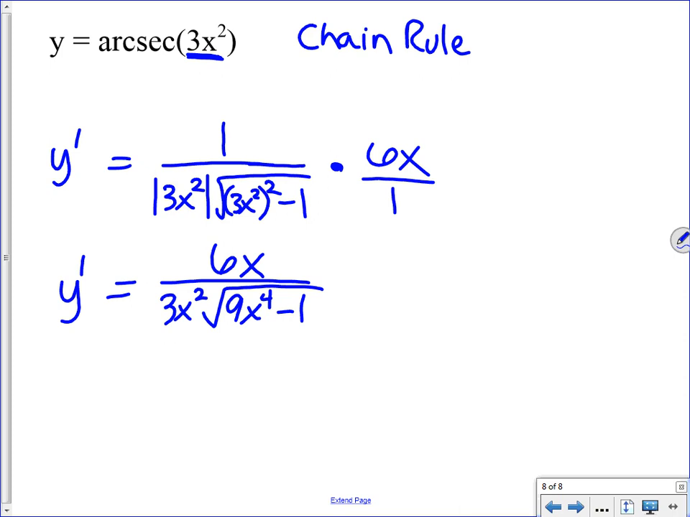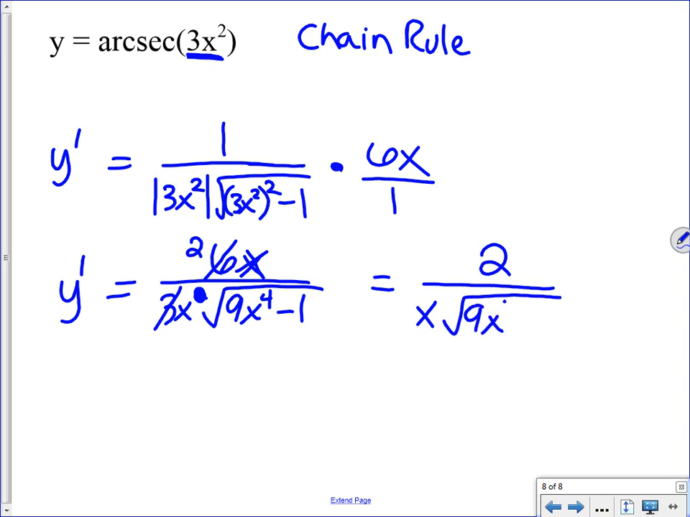And then we can do some reducing with the 3 and the 6. That'll become a 2 in our numerator. And we can do some reducing with the x's. So we'll get rid of this x, and then we can get rid of one of the x's in the denominator. So in the end, this will simplify to 2 divided by x times the square root of 9x to the fourth minus 1. So yeah, we were able to clean that one up a little bit at least.